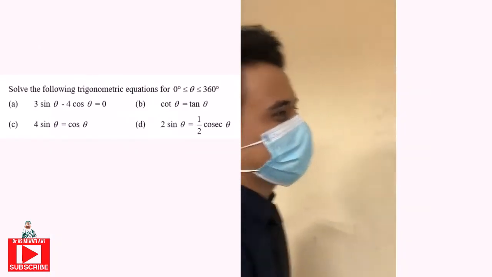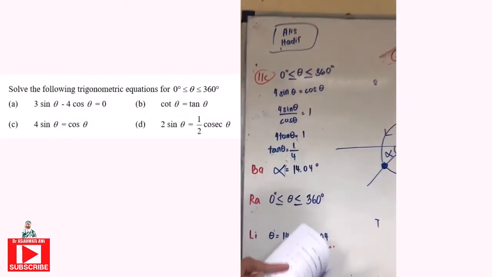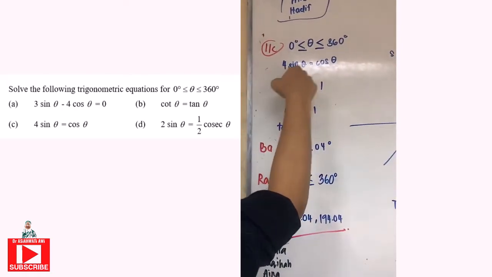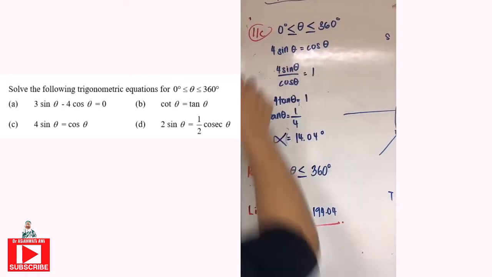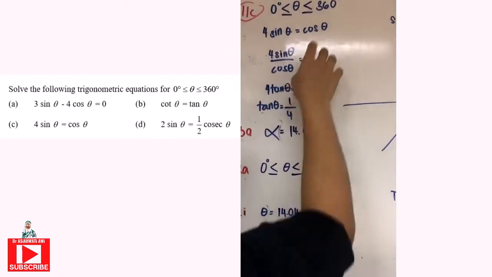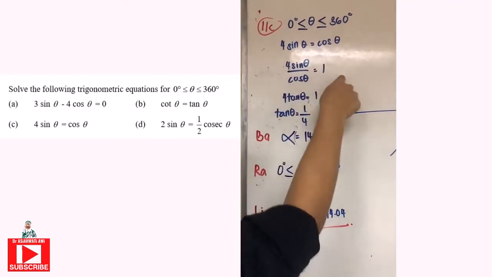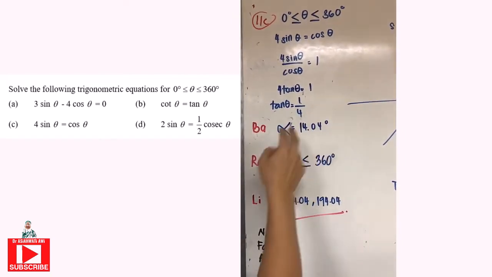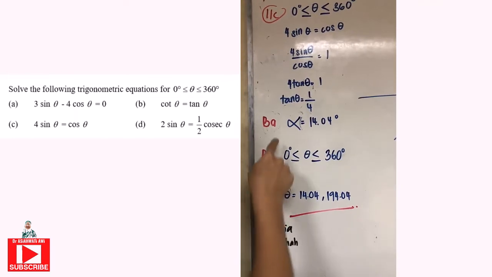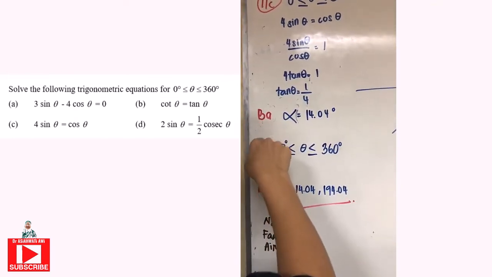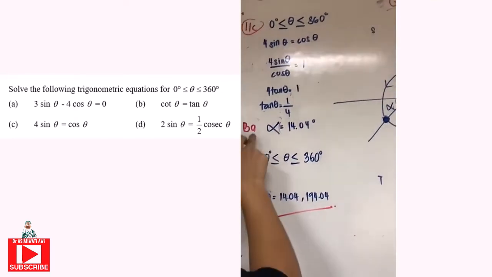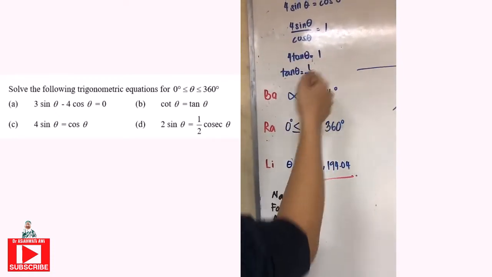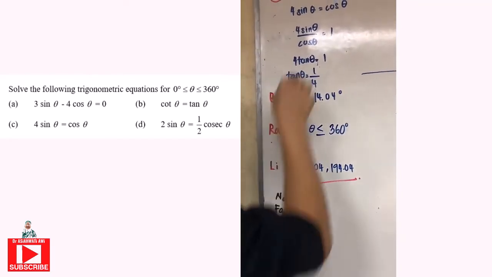Okay, question number 11C. The question gives this range and this equation for us to solve. We simplify it into tangent, and we get tangent theta equals 1/4. Then, using the basic angle concept, we get basic angle alpha equals 14.04, from shift tangent earlier. And the range is from earlier.